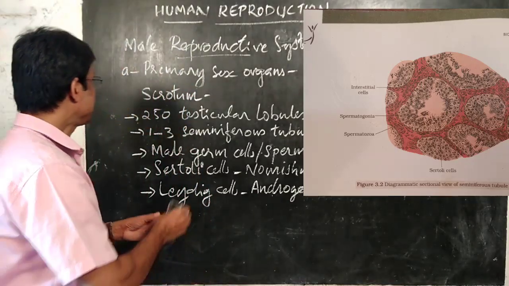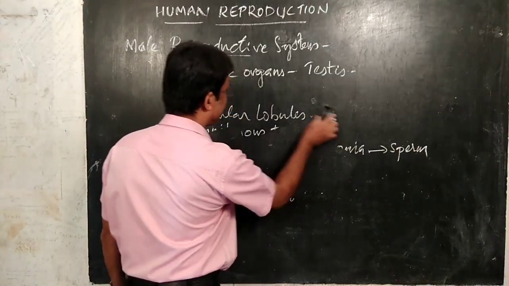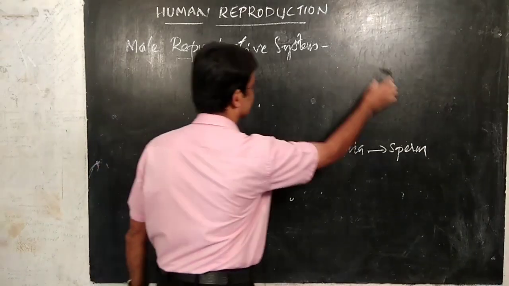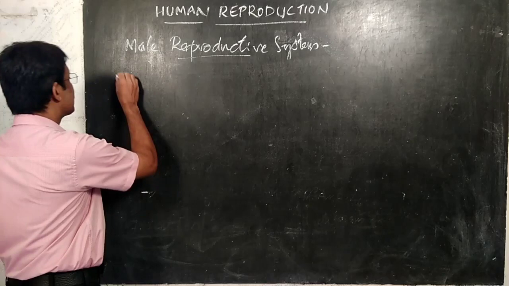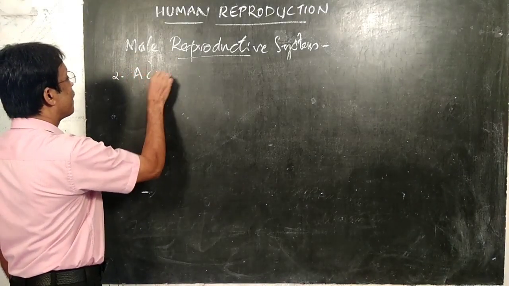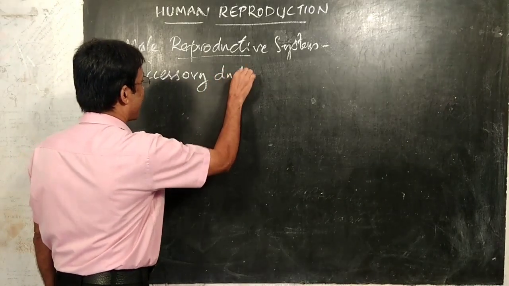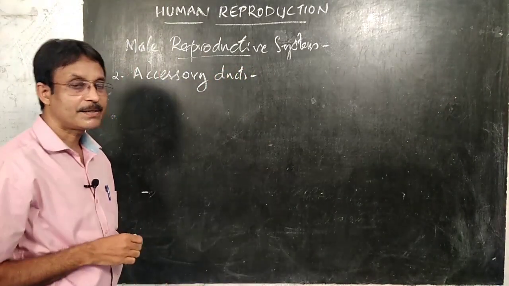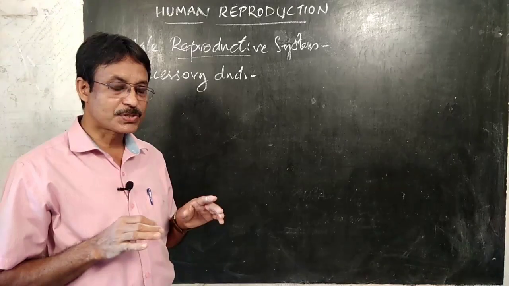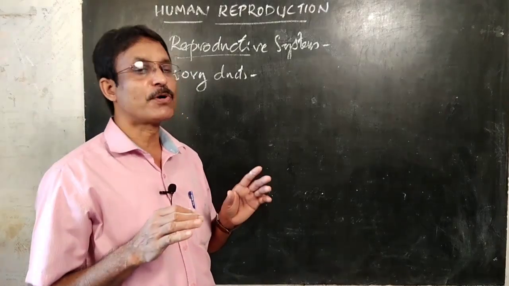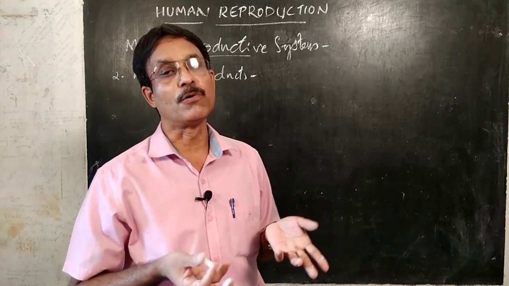Then the second part of the male reproductive system is the accessory ducts. Accessory means additional. Accessory ducts, additional ducts. These are the tubes for the transportation of sperms developed in the seminiferous tubule to the outside.